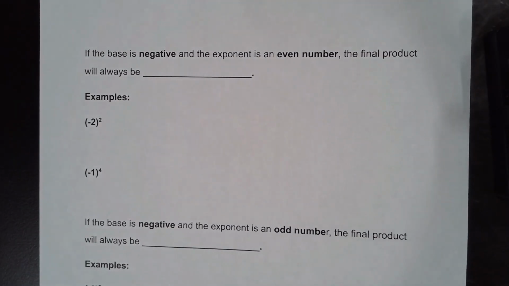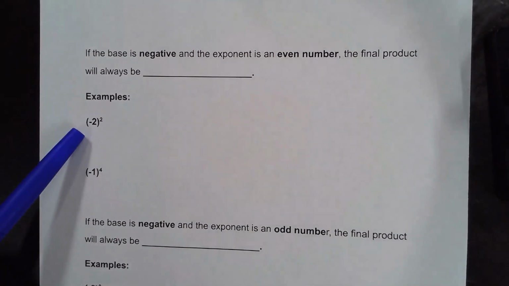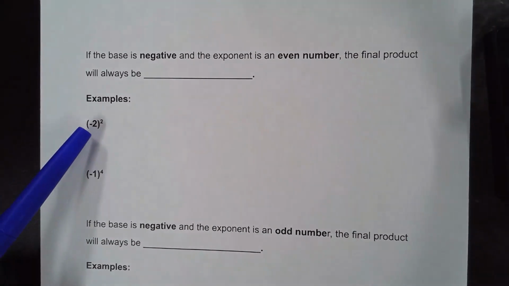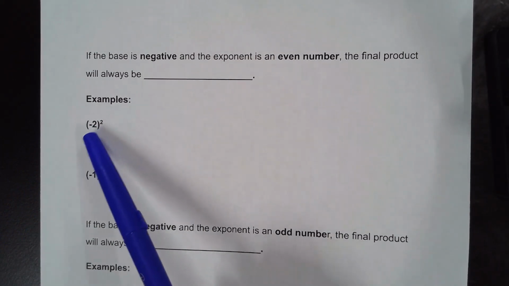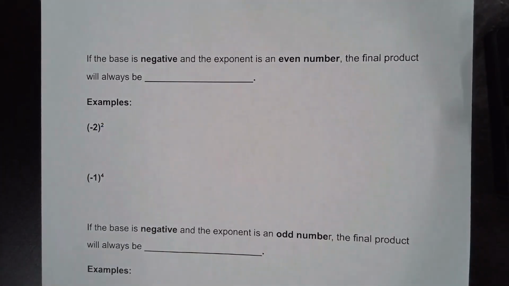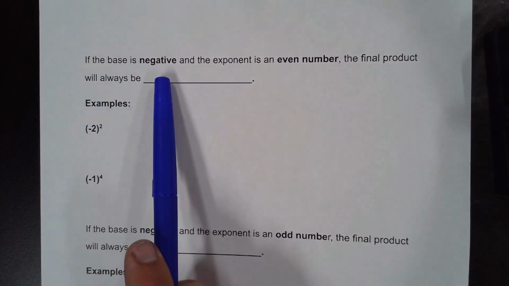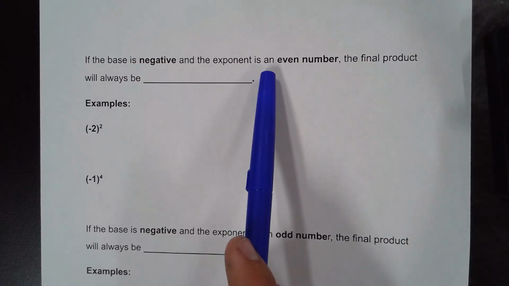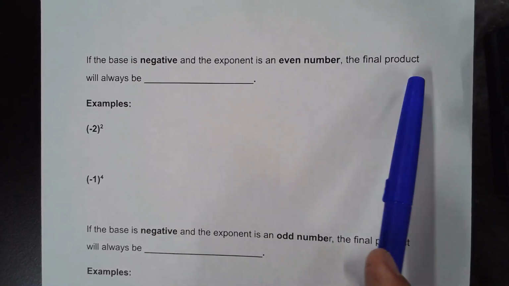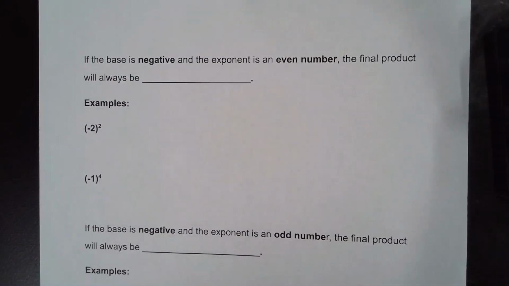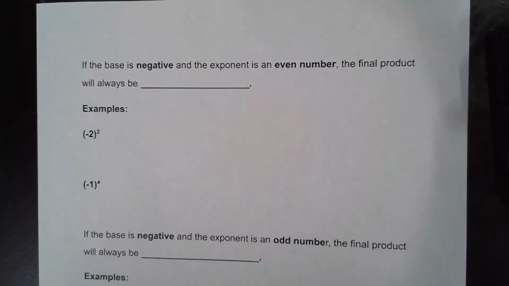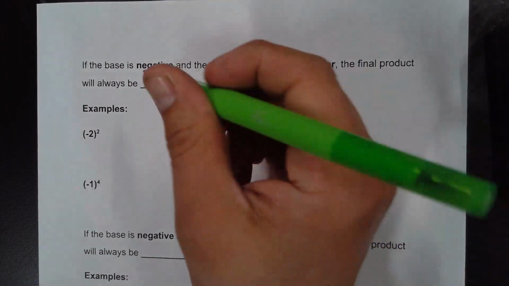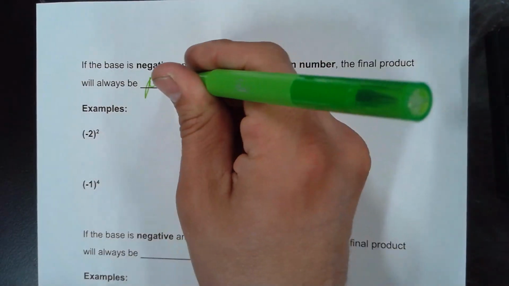Okay, so remember that the base is talking about this bottom part, and the exponent is that little number at the top. So exponents are the little number at the top. The base is whatever we're raising the power to. So this first rule says if the base is negative and the exponent is an even number, then the final product will always be positive. So this blank is going to be positive.